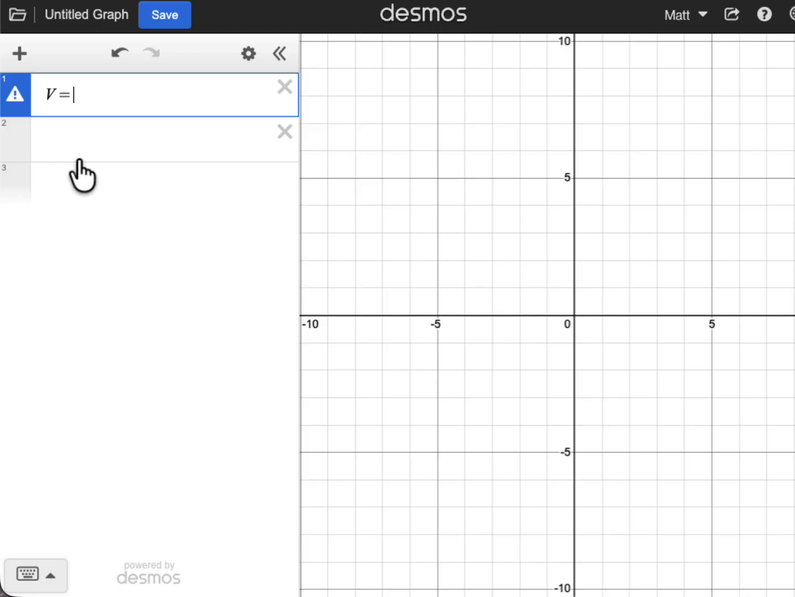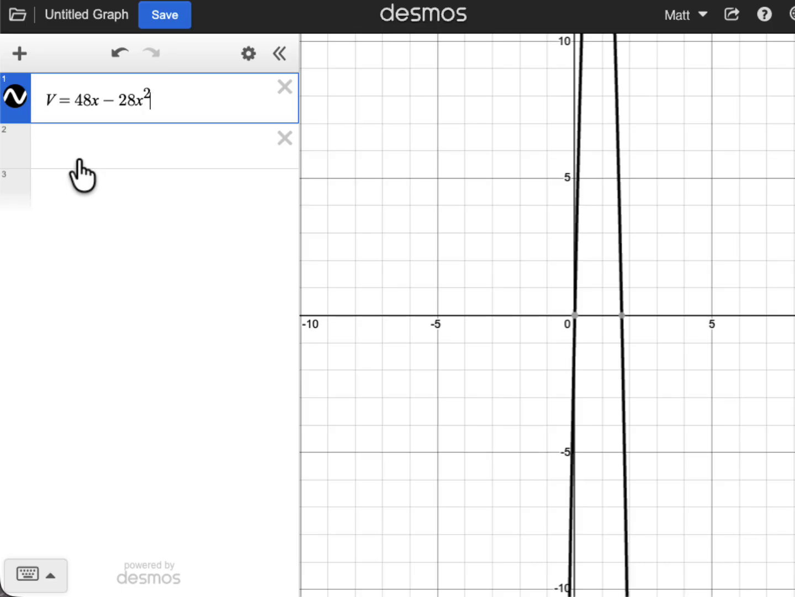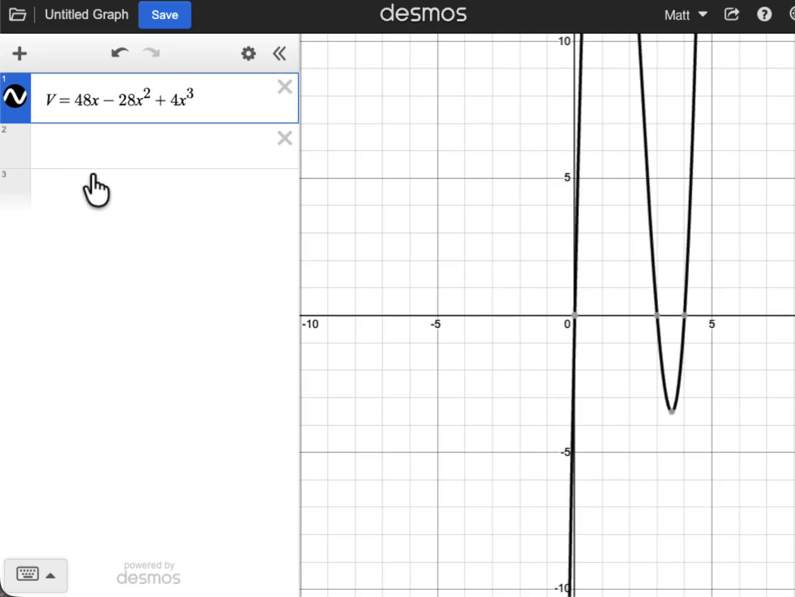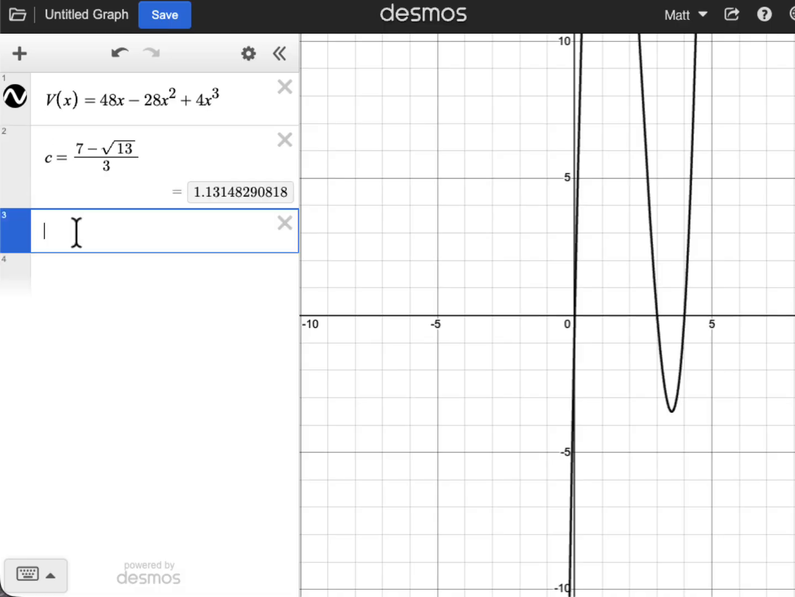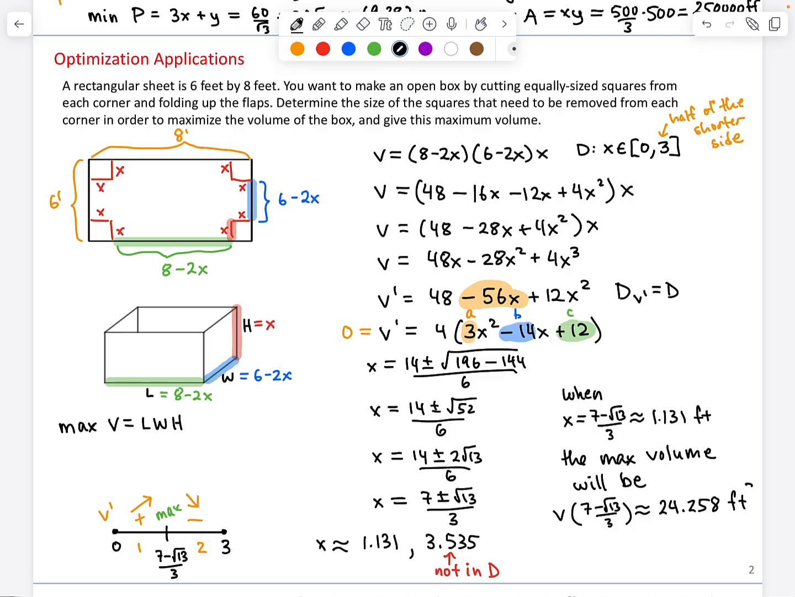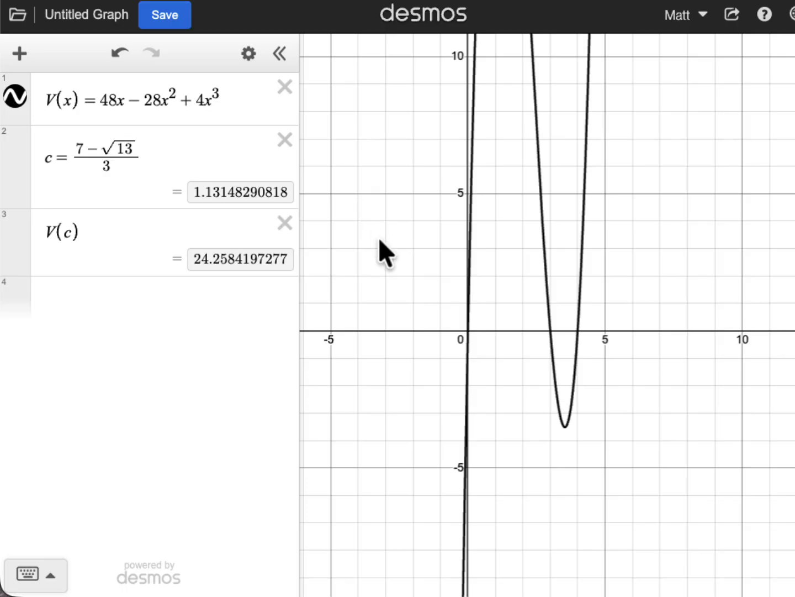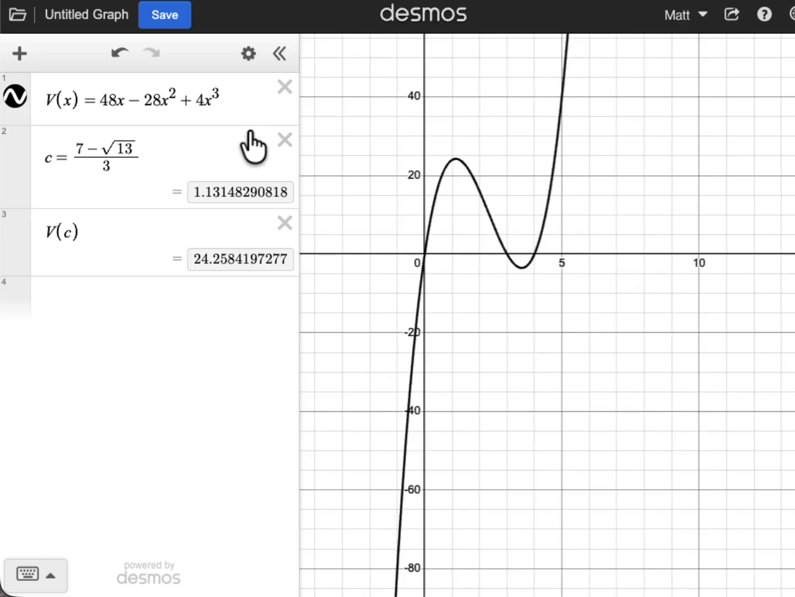I'll type in the expanded version of v, which was 48x minus 28x squared plus 4x cubed. I'll use function notation, so I'll say v of x. I'll say our critical number, c for critical, equals 7 minus square root of 13 all over 3. So plugging this value into the v function, we get approximately 24.258, and this will be measured in cubic feet. Now we have a graph of our function. I'll change the scale so we can see it. I'll restrict our domain.